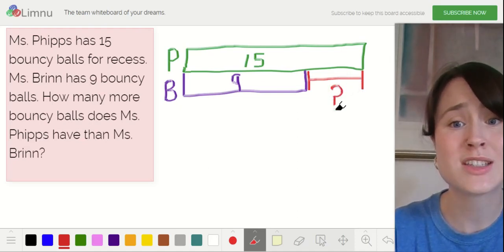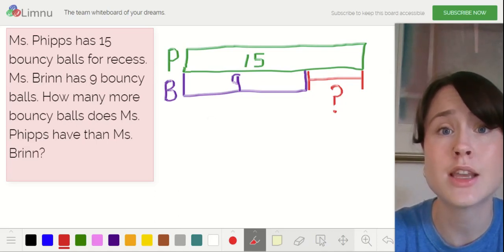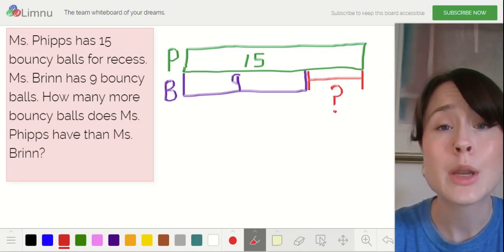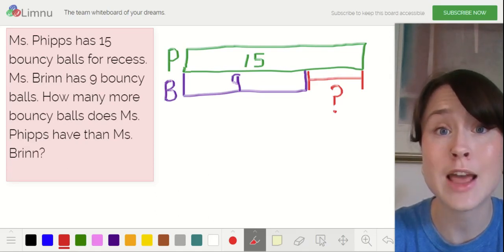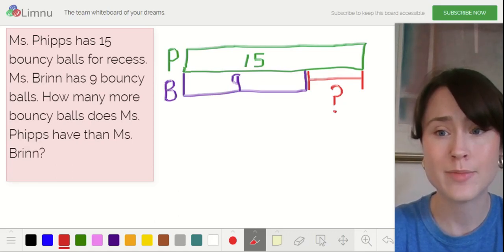All right, we've been practicing this for a few weeks now. I want you to set up a number sentence that can help you solve for how many more Miss Phipps has. What number sentence can help you find that part that's different? Go ahead and write that down in your workbook.